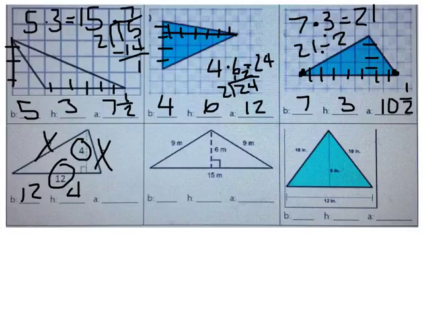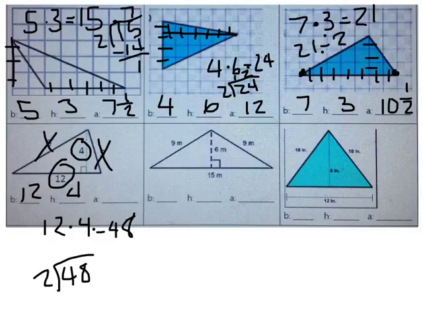What's the area? Well, 12 times 4 is 48. And when I divide by 2, I get 24.